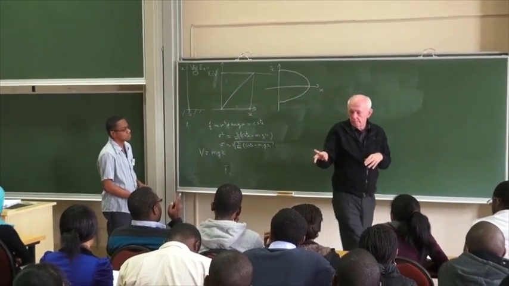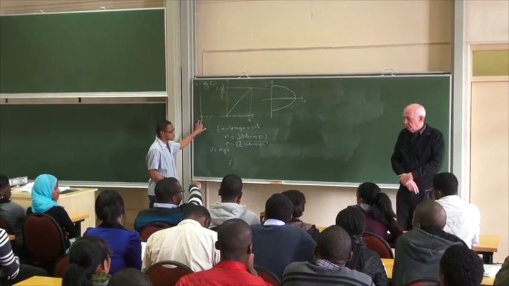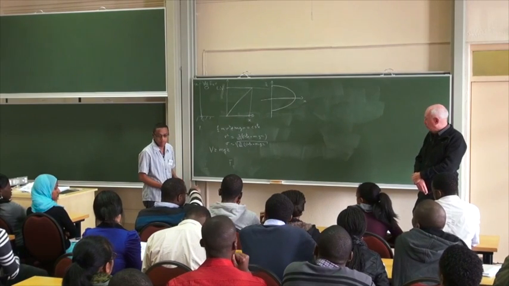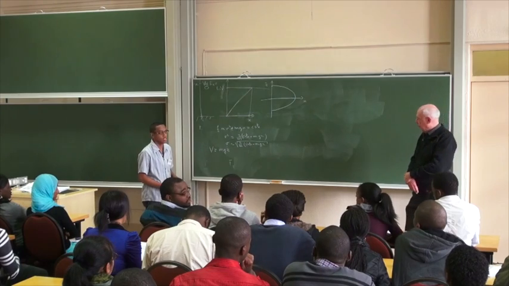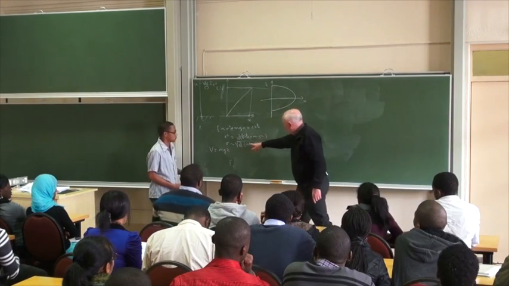For this problem, I just want to make an addition. That square root is plus or minus the square root. That's why you have two. Yes, just write that there.